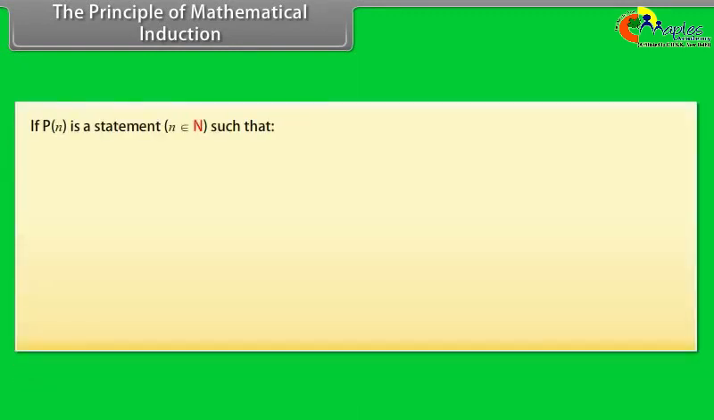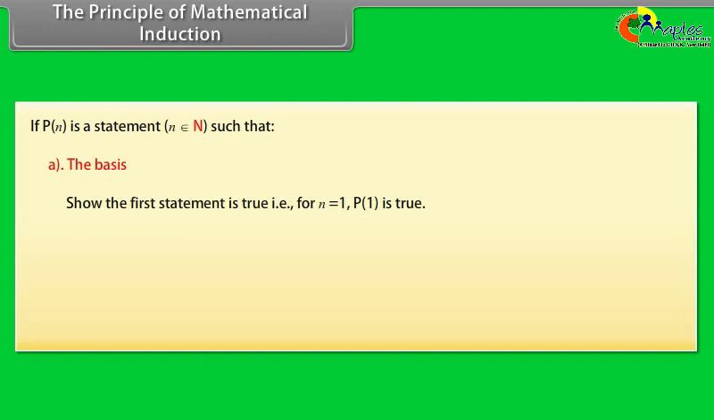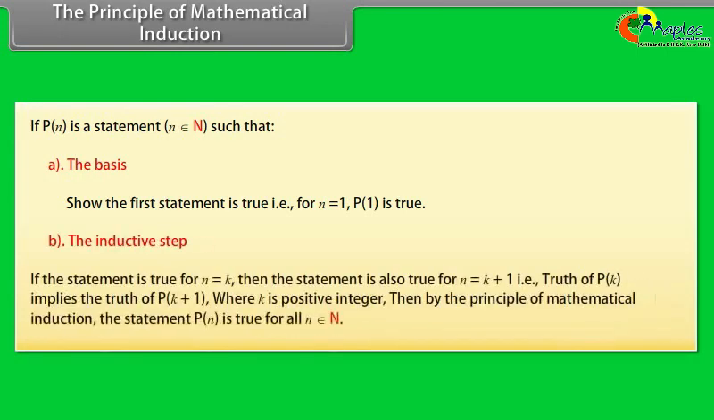The principle of mathematical induction. If P(n) is a statement, n belongs to N, such that the basis: show the first statement is true, that is, for n equal to 1, P(1) is true. The inductive step: if the statement is true for n equal to k, then the statement is also true for n equal to k plus 1, that is, the truth of P(k) implies the truth of P(k+1), where k is a positive integer. Then by the principle of mathematical induction, the statement P(n) is true for all n belongs to N.